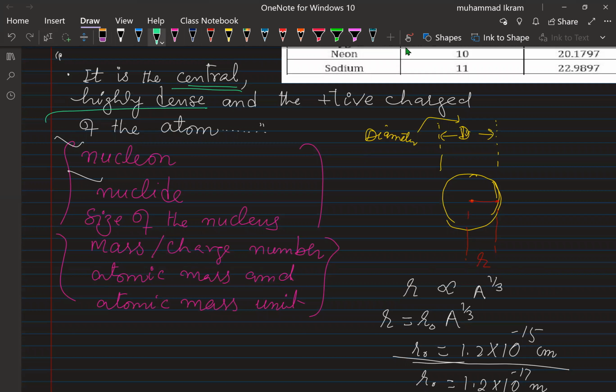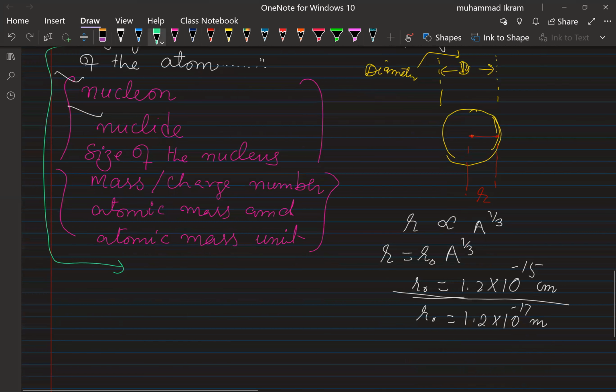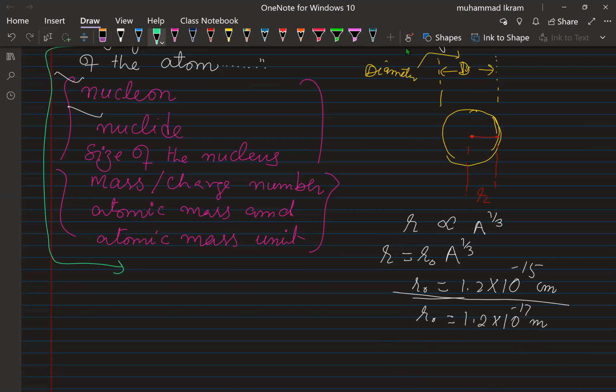Why is it highly dense? It is highly dense because, as I told, the nucleons could be either protons or neutrons. And you know that the mass of the proton is 1836 times the mass of one electron. Similarly, the mass of the neutron is nearly equal to the mass of the proton.